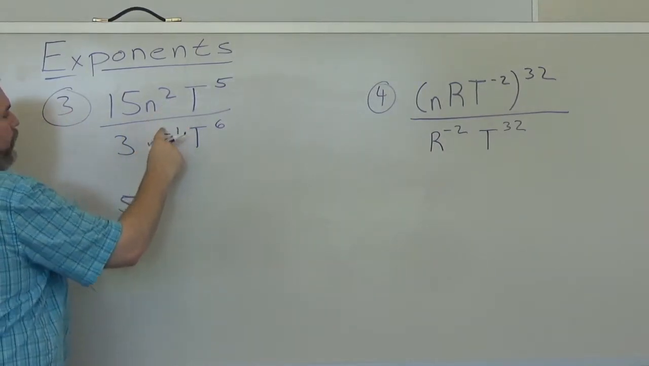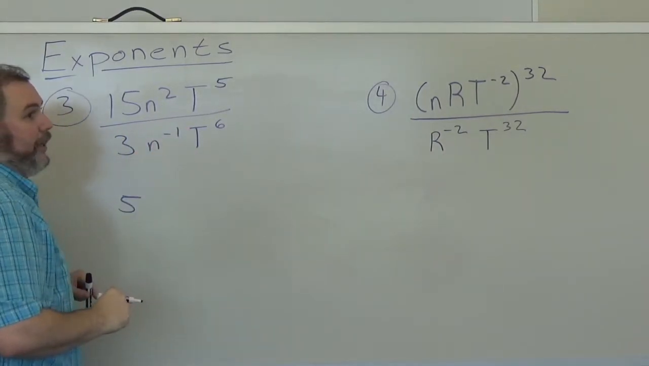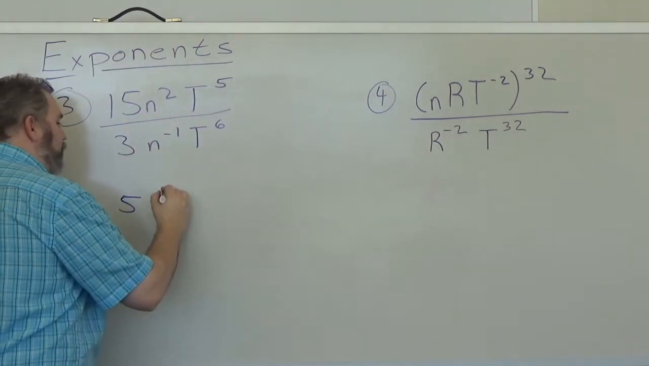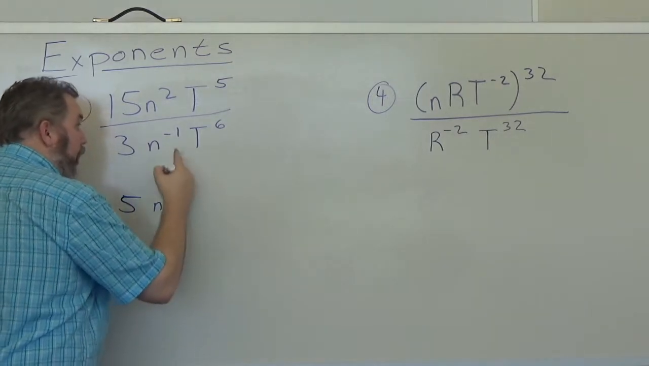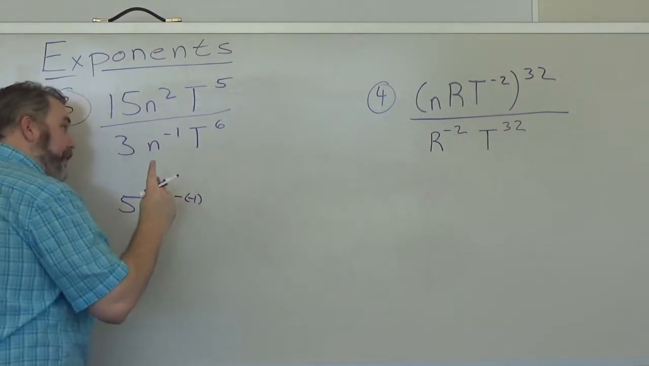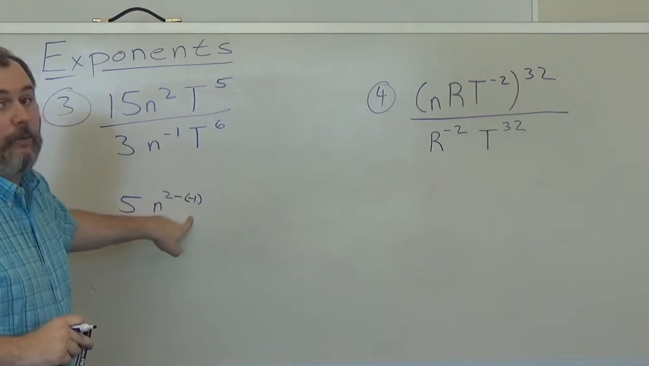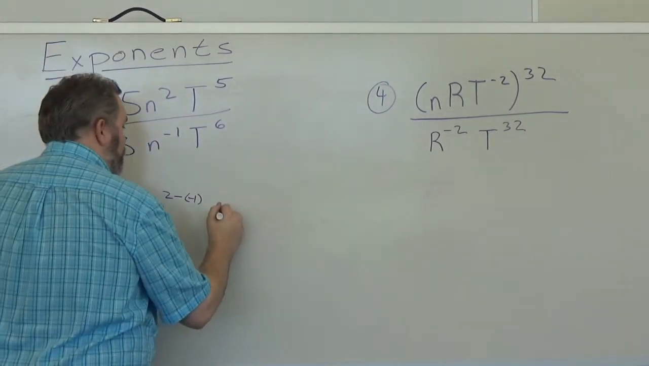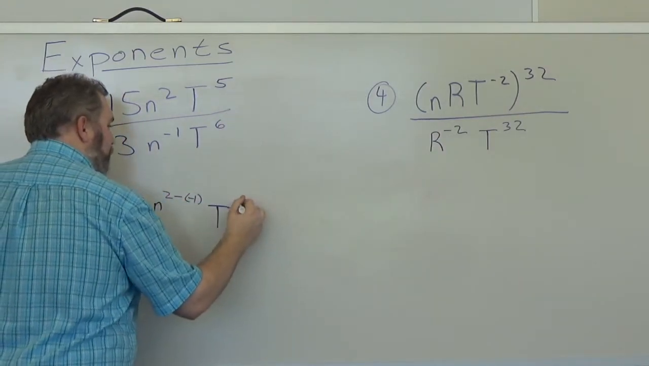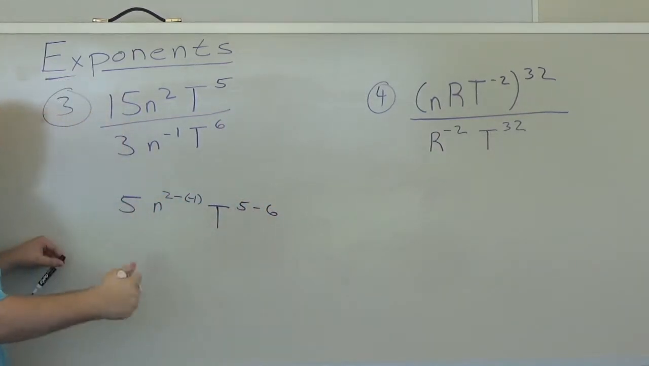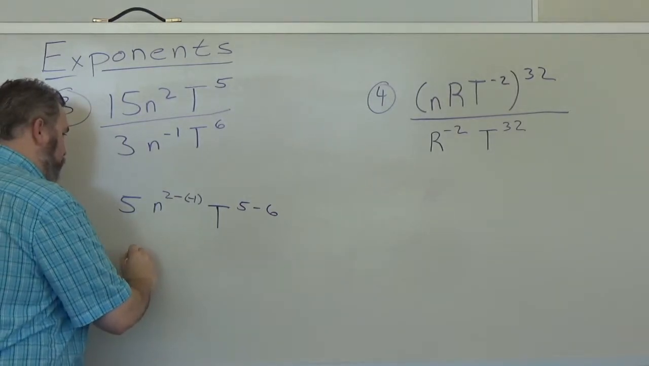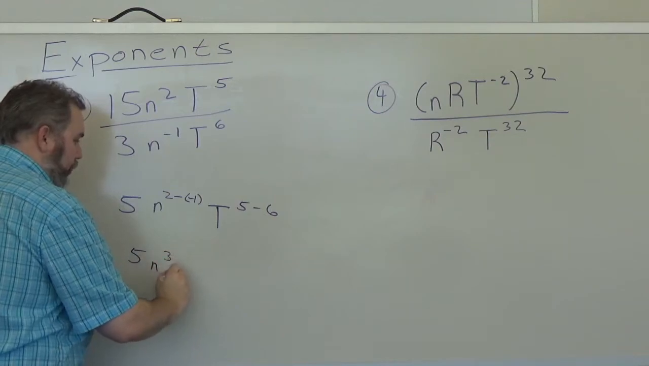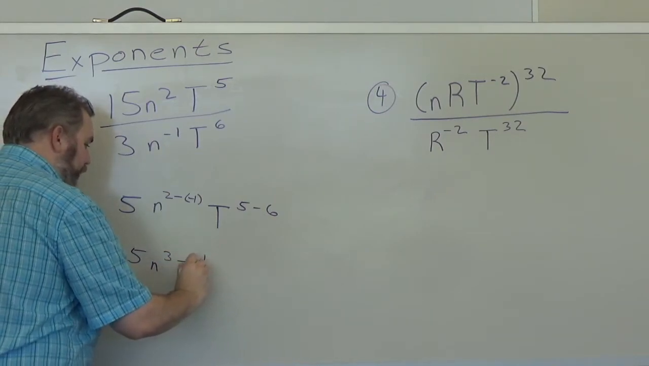We have n squared divided by n to the negative 1. So what we know we're going to do is we're really saying n squared minus the negative 1. Be very cautious. This is not minus 1, but minus negative 1. And now we could say t to the 5th minus 6. Let's rewrite this. 5n, well this is going to become n to the 3rd and t to the negative 1.